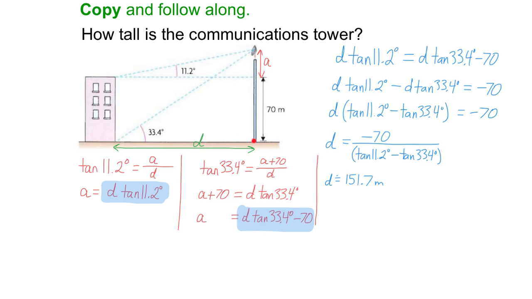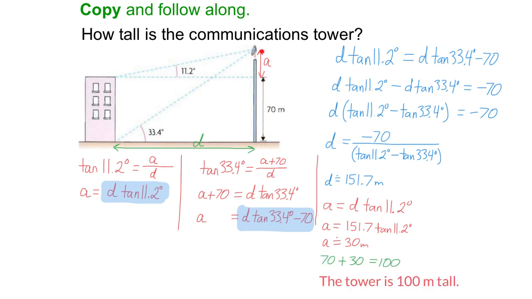So now that I know that distance, I can figure out what A is. I'm going to go back to this. A is equal to D multiplied by tan 11.2. Well, I know what D is. So A is equal to 151.7 multiplied by the tan of 11.2. And that comes out to about 30 meters, if I round it. And now I can actually answer the question, how tall is the communications tower? Well, it's 70 plus 30, that's 100 meters.